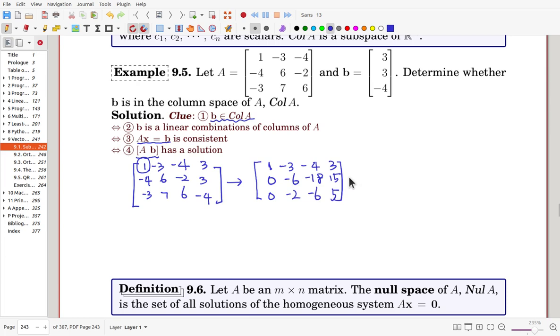Now we may eliminate the last row because it is simply 3 times the other row. So from here we get 1, minus 3, minus 4, 3, and then we multiply the second row by minus 1 over 3 to get 0, 2, 6, minus 5, and 0, 0, 0, 0. We have a pivot here, and there is a free variable, x3. So in fact we have infinitely many solutions for this system. That means b is in the column space of A. You can finish the computation to get explicit coefficients.